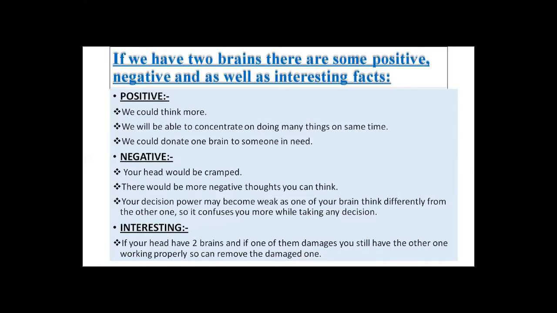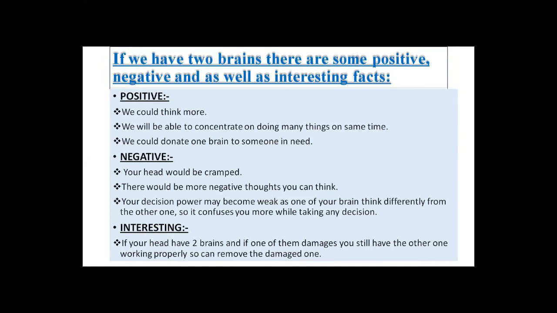If we have two brains, there are some positive, negative, as well as interesting facts. The three positive facts, the negatives, and the interesting points we have discussed. I repeat and read again. What are the positive points? We could think more. We will be able to concentrate on doing anything at the same time. We could donate one brain to someone in need.